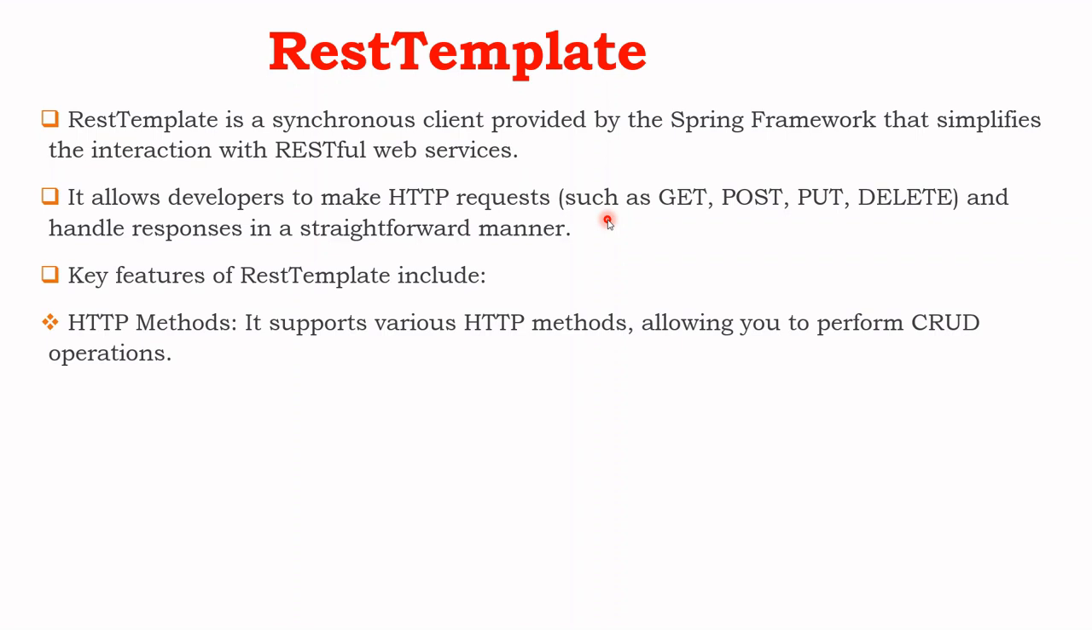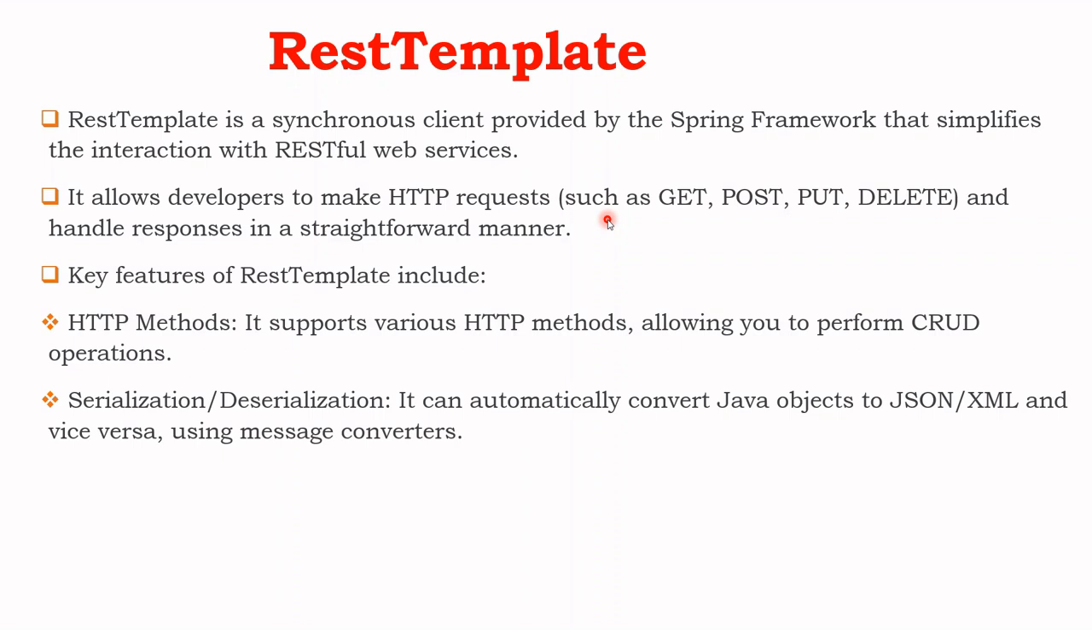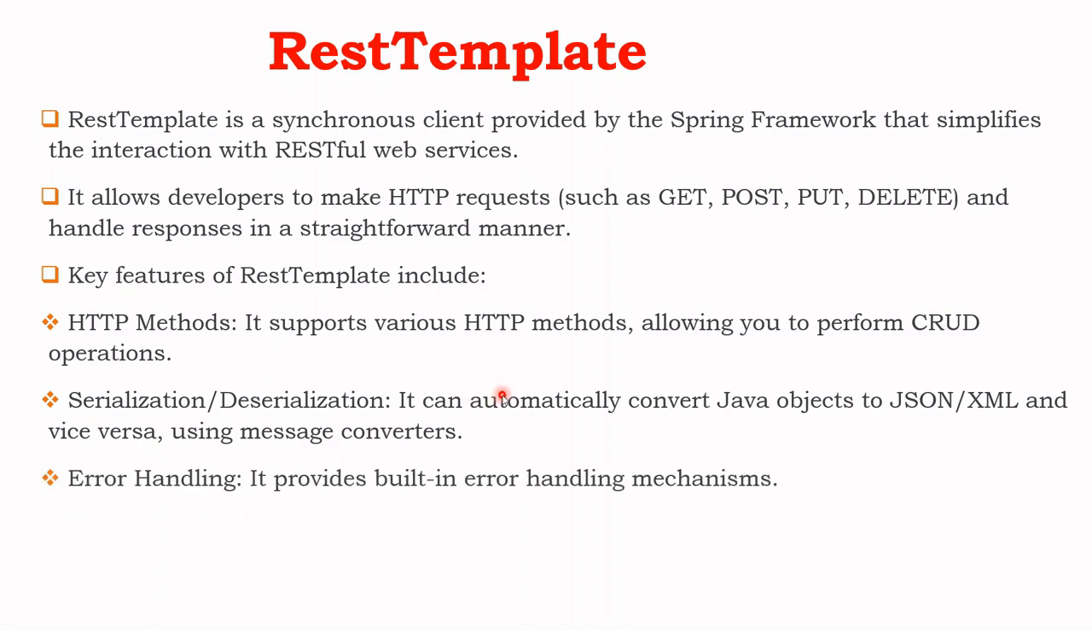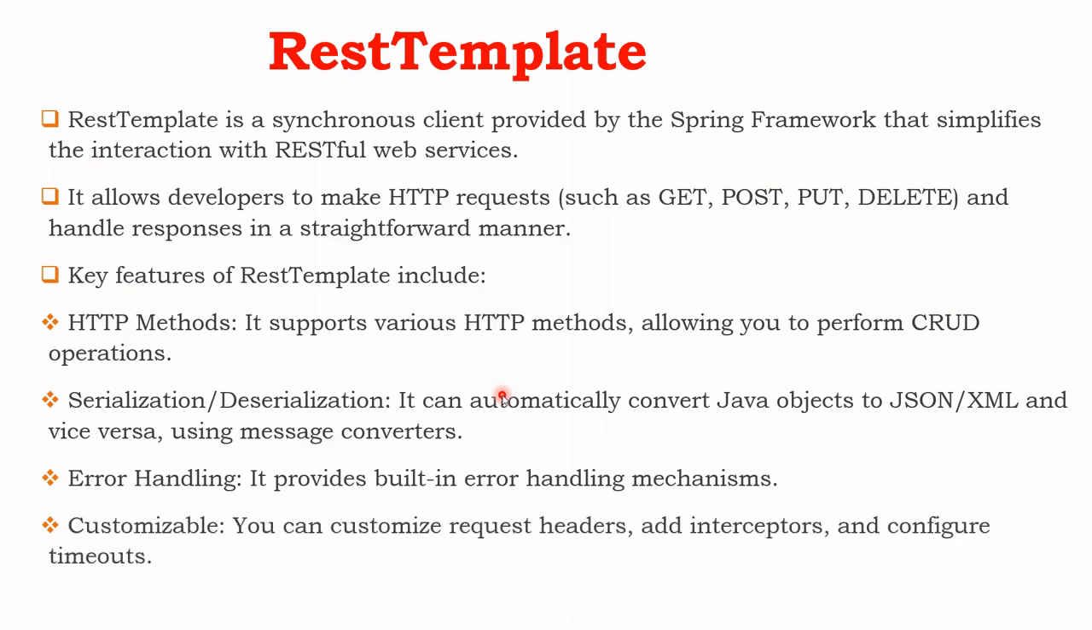HTTP method. It supports various HTTP method, allowing you to perform CRUD operations. You can add, update, delete with the help of this HTTP methods. And serialization and deserialization. It can automatically convert Java object to JSON, XML, vice versa using message converter. So you can do the unmarshalling before sending your request and after getting the response. So you can do serialization and deserialization also with the help of the REST template. Error handling. It provides built-in error handling mechanism and customizable. You can customize request headers, add interceptor, and configure timeout. So you can add headers, interceptor, and configure timeout according to your requirement.